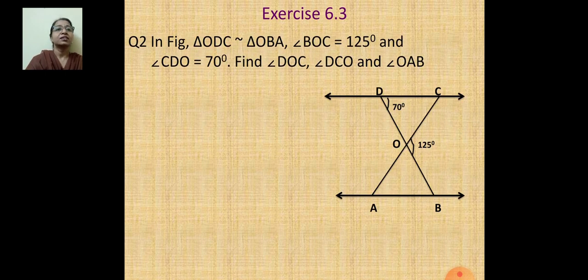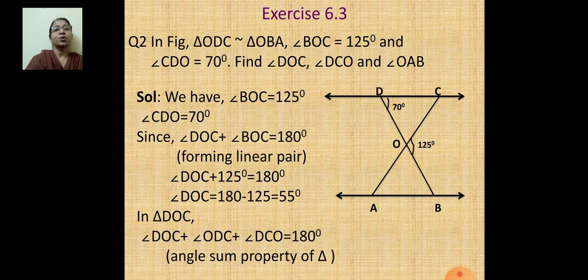In the figure, triangle ODC is similar to triangle OBA. Angle BOC is 125 degrees and angle CDO is equal to 70 degrees. Then you have to find the measure of three angles: angle DOC, angle DCO and angle OAB. So whatever is given, write that once again.